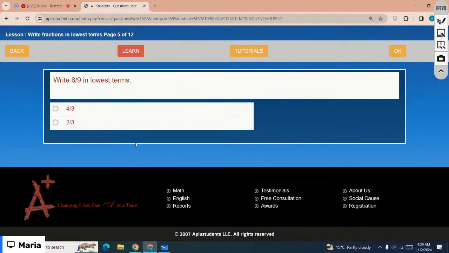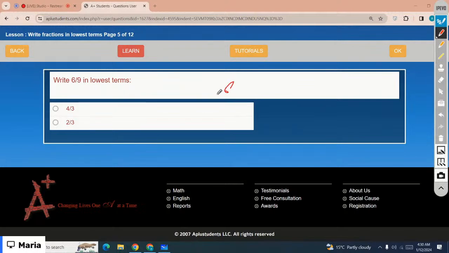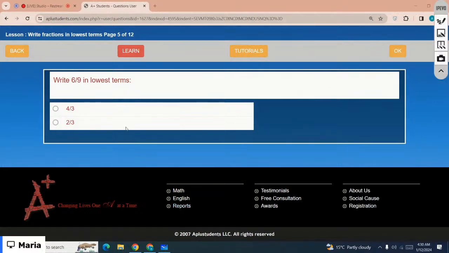Write 6 by 9 in lowest terms, which is the correct option? 6 over 9, the common number that can divide both numerator and denominator is 3. Just divide them by 3. So 6 divided by 3 is 2 and 9 divided by 3 is 3. So the correct option is the second one, that is 2 over 3. Got it?